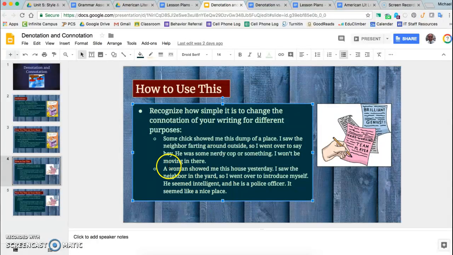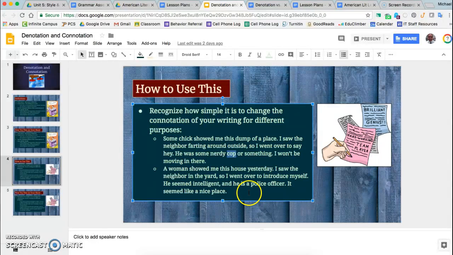Okay, so I changed chick to woman. I changed dump to house. I just took out the farting around outside part, saying that the neighbor was in the yard. Instead of saying hey, I went over to introduce myself. The person seemed intelligent. Instead of calling them nerdy, I called him a police officer. No, him, I use he. Called him a police officer instead of calling him a cop.